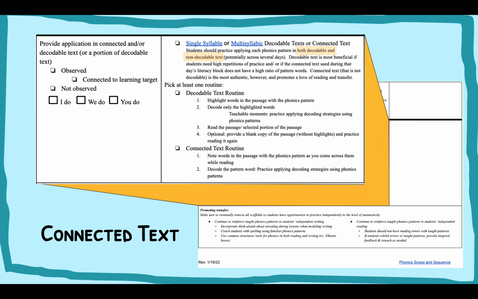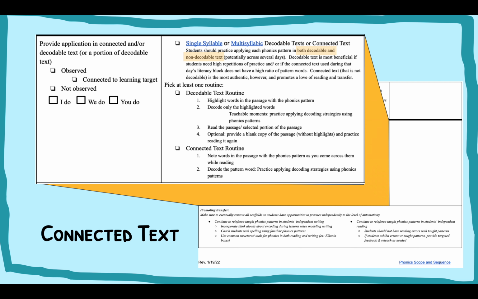So instead, you want to approach it more as an incidental instruction when you come upon those words. As you're reading, when you finally find one of the pattern words, you pause and you use the decoding strategies that we already talked about. The big thing that we want to highlight for this section of the tool is that idea that it does mention applying in both decodable and non-decodable text.